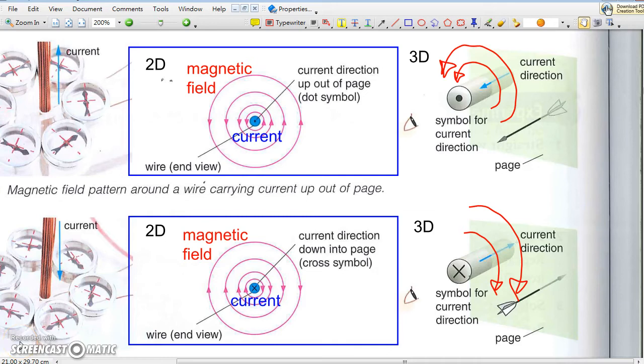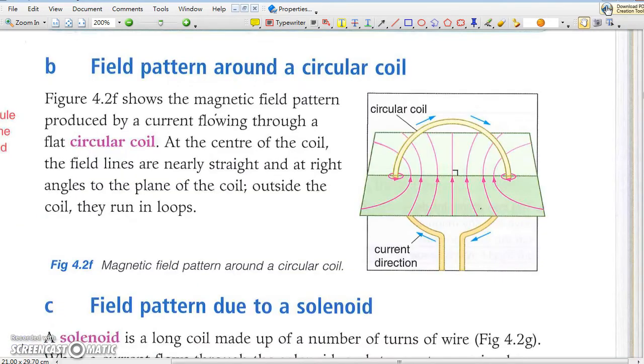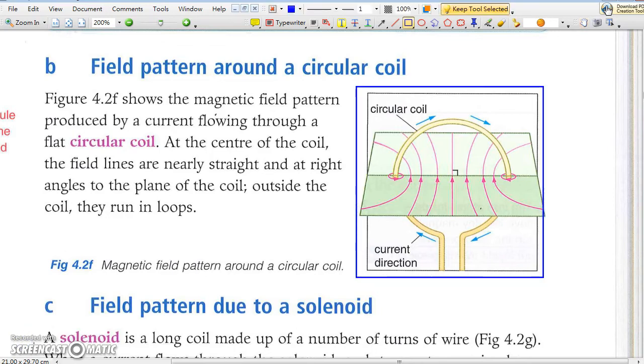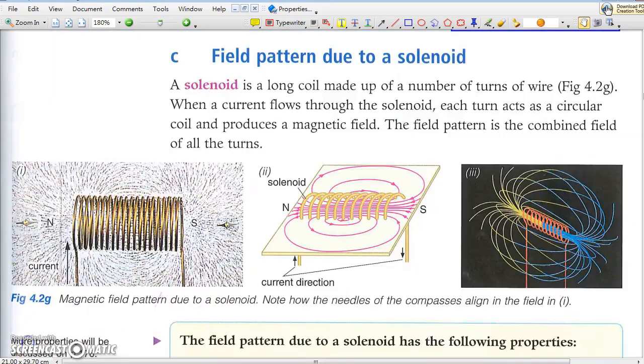To represent the 3D situation on a 2D paper, dot and cross are used to represent out of paper and into paper directions. The 3D diagram on the right is the same as the 2D diagram on the left. B. Field pattern around a circular coil. The diagram shows the magnetic field produced by the coil of wire carrying a current. The field lines near the center of the coil are almost parallel.